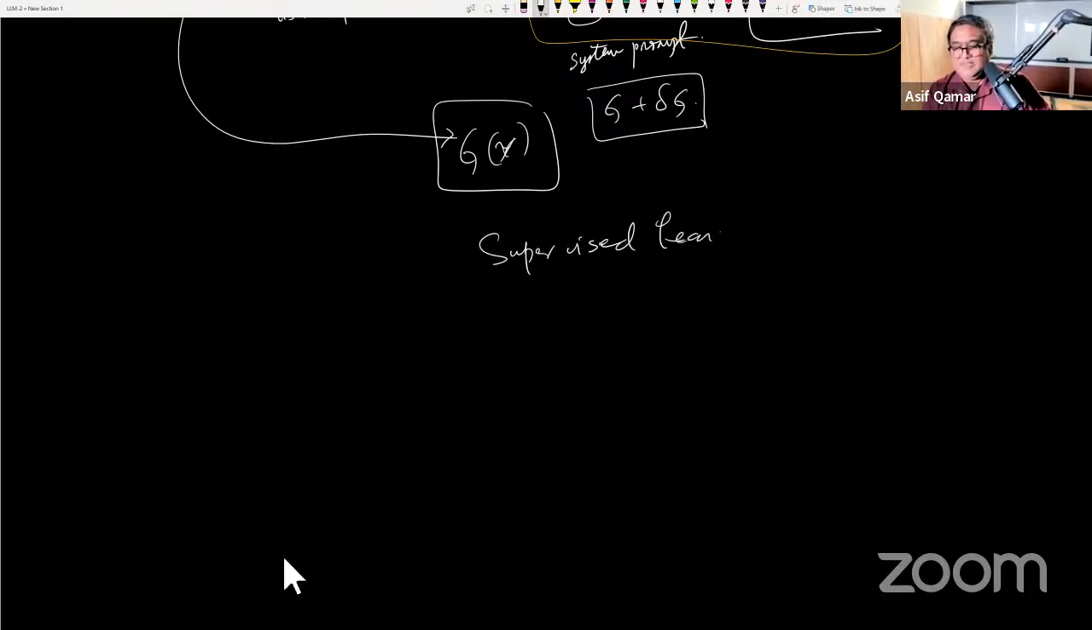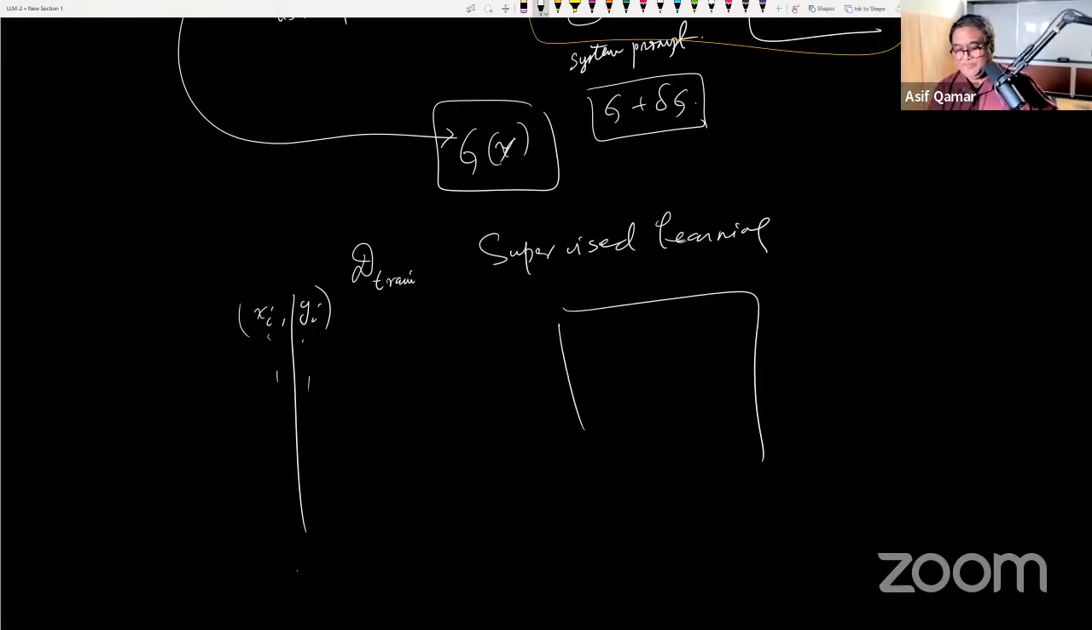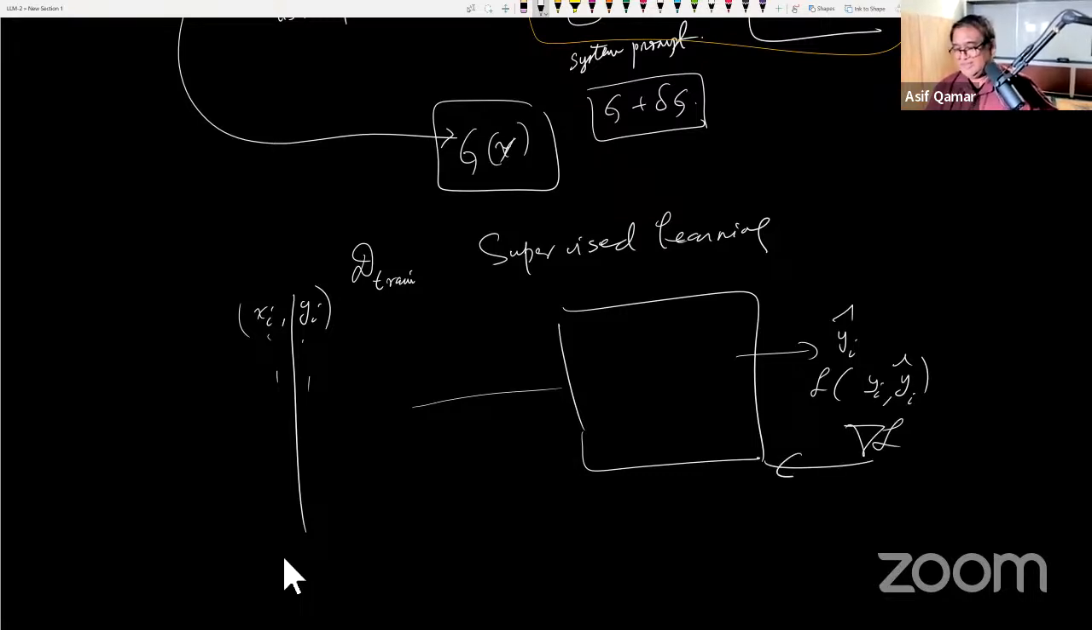What do you do in supervised learning? You have a data set, xi, yi, right? You have this data set, the training data set, train. You create a model, instantiate a model. You do the forward pass, predict y hat, create a loss from yi and y hat, backpropagate the gradients, update, let me just use the word parameter, P, update the P's, the parameters, right?